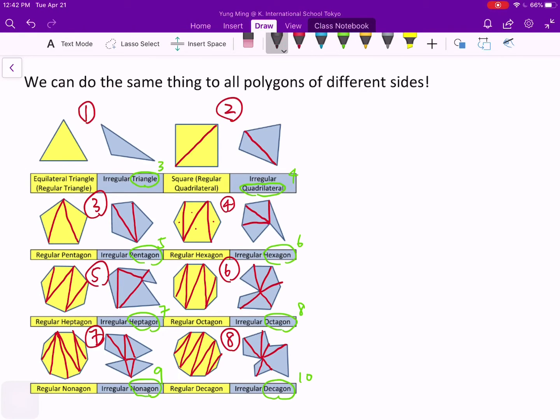So as you can see, the relationship between your n, which represents the number of sides you have for each polygon, if you subtract it by 2, you will get exactly the number that is in the red. Okay, that tells you how many triangles you have. So for each case, but in general, we have n minus 2, that many triangles in each case.